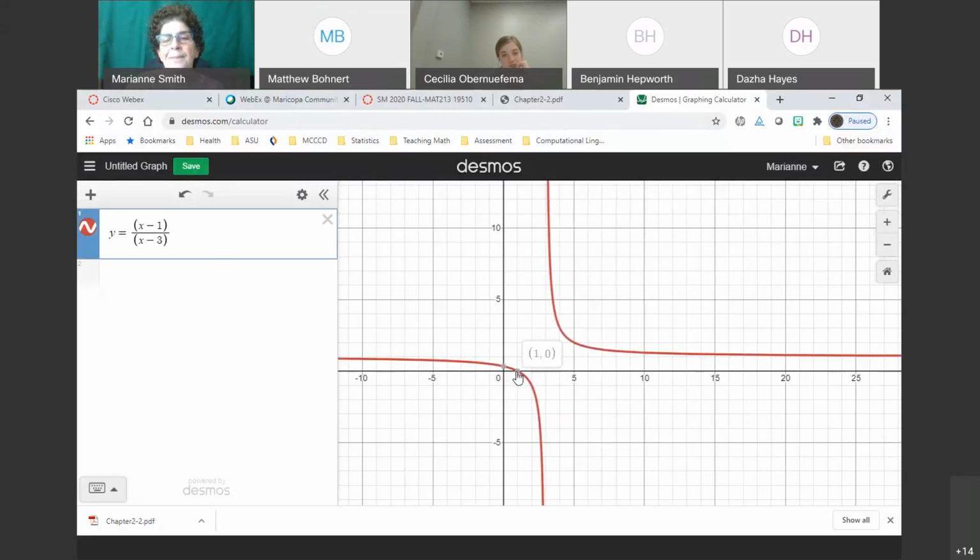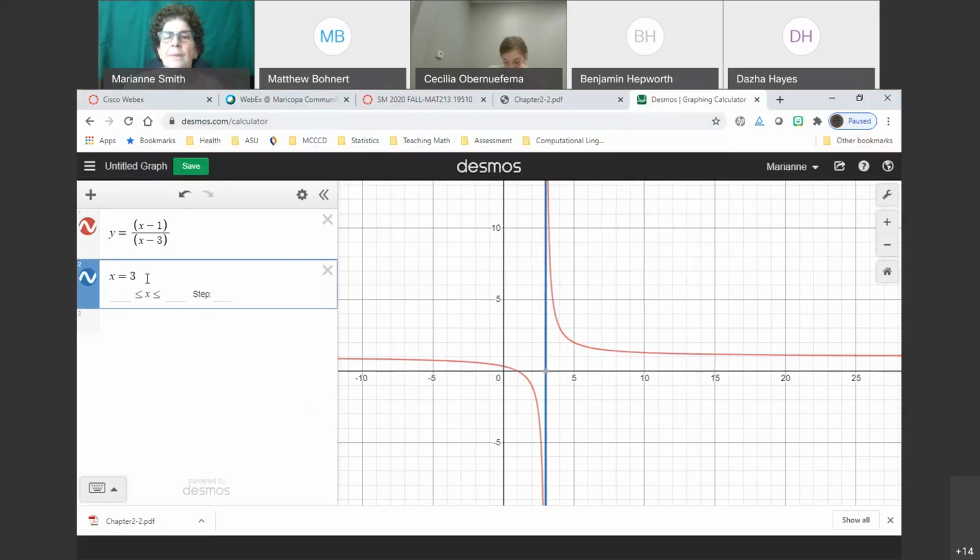There's my 1, okay? And then this is a vertical asymptote. Let me see if it will let me graph that value. You can see the blue line is my vertical asymptote, yes? All right, and now what I need you to do is approach x equals 3 from the left.